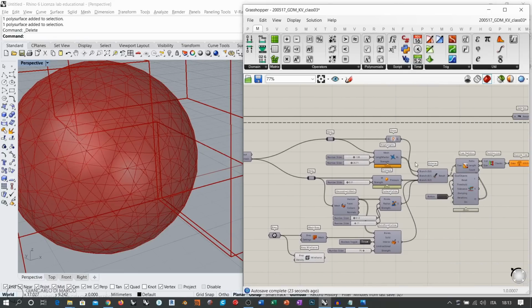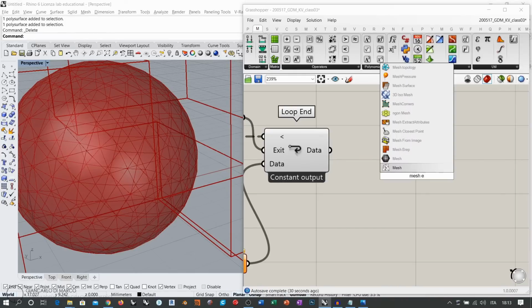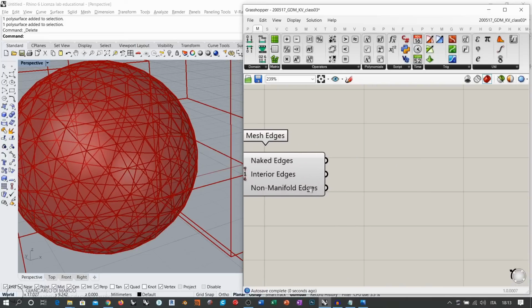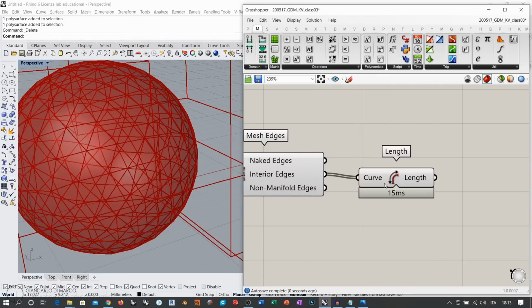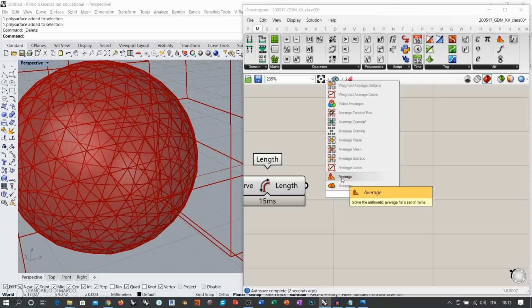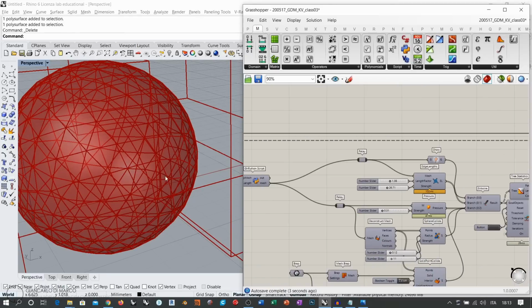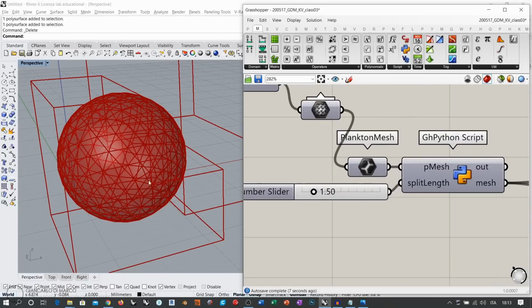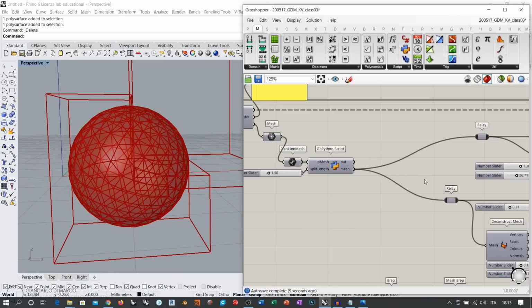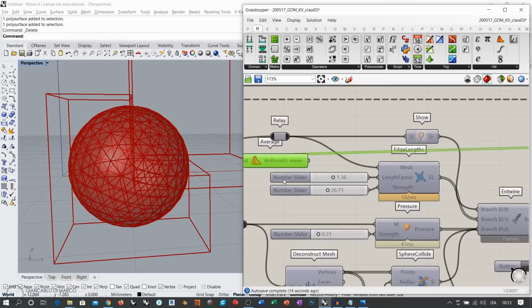Okay, so even if I take this output mesh here and, for example, take a mesh edges and analyze, for example, the length of the interior edges and the average value of these, you see that we have 1.26. So at this point we have not reached the 1.50 yet. Okay, so let's use this in order to understand what split length we must use, more or less.